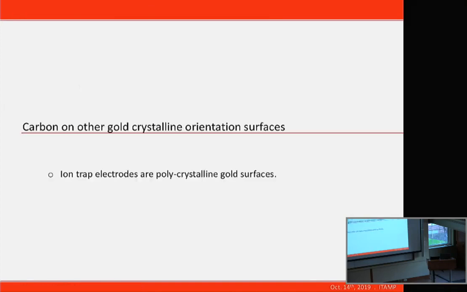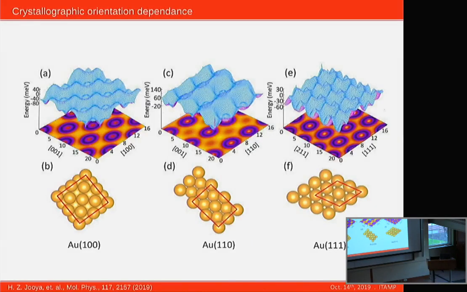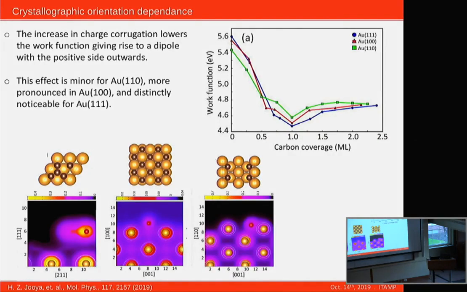The real electrode is polycrystalline, so we wanted to know how this pattern changes if we look at different gold orientations. If you do the same thing, you get a similar universal pattern. The only difference is that some of them go deeper in work function. The reason is that the 111 structure is more packed. The golds on the surface are more packed, so they are not welcoming for the carbon to penetrate into the first layer.